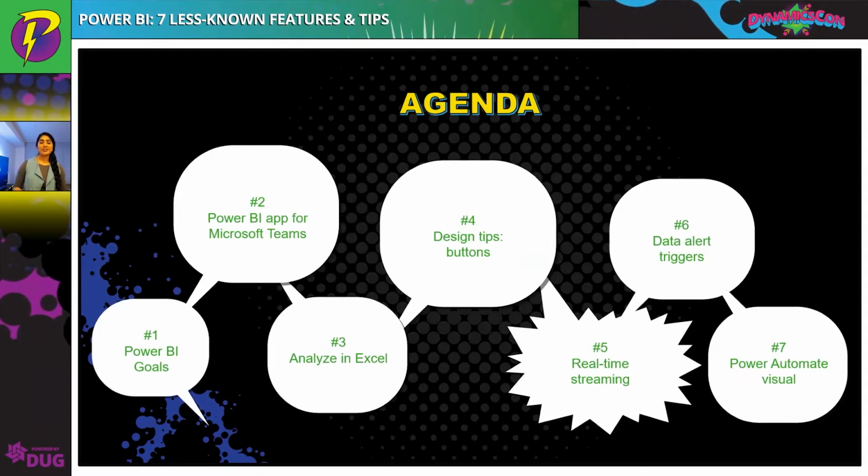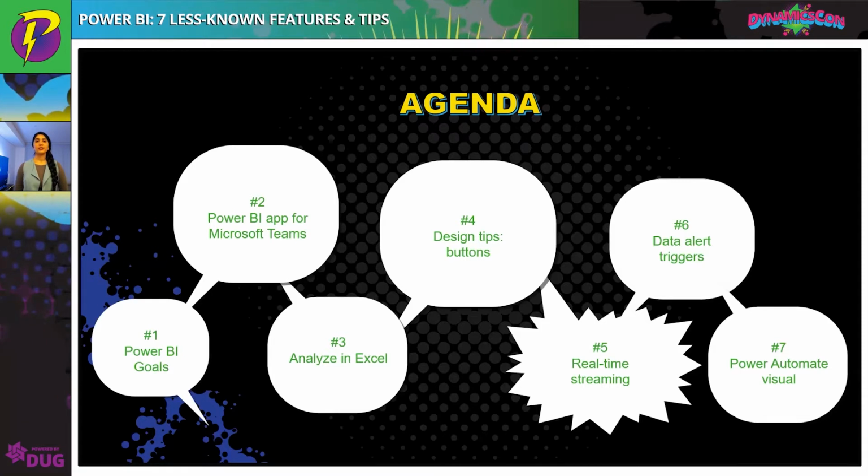Bit of a spoiler, but this is the agenda of the different features of Power BI I'll take us through in this session today. We'll first take a look at Power BI goals. We'll then move on to the Power BI app you can get for Teams, the Analyze in Excel capability, some design tips when it comes to buttons, and then towards the end, I've put in some things that you can do with Power Automate and Power BI together. So real-time streaming, data alert triggers, and also the Power Automate visual.